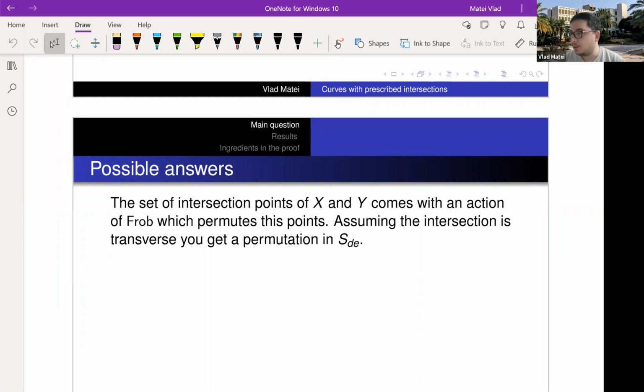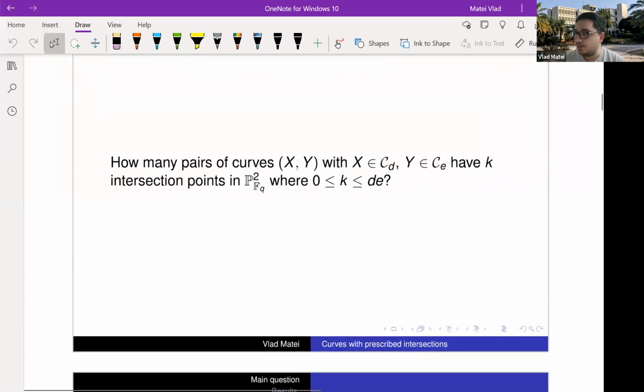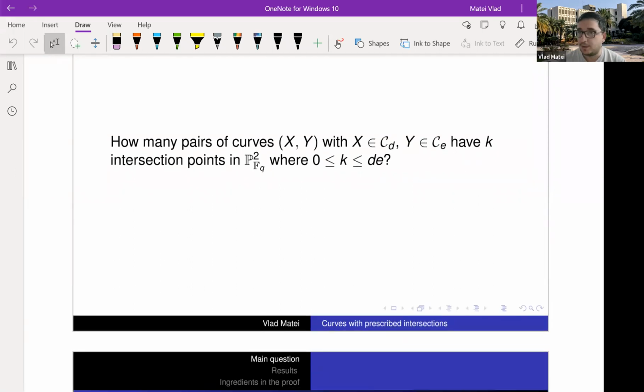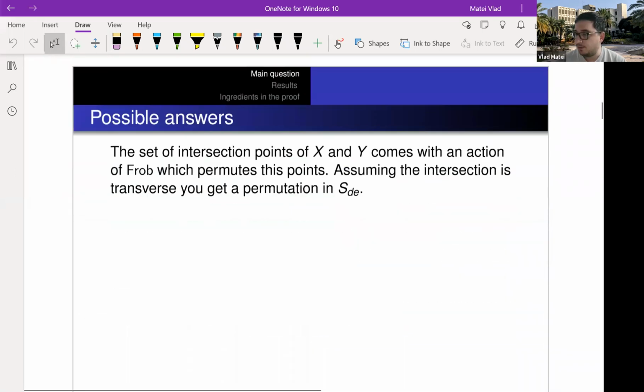Now, if you assume that the intersection is transverse, so you don't get any multiplicities, which is the generic case, and everything is distinct, you get some permutation in S_DE, because again, secretly we're working over the algebraic closure. To see this permutation in S_DE, you need to work over the algebraic closure. Now, if you were gambling, you would ask what other obstruction might happen. There's nothing that should happen, right?